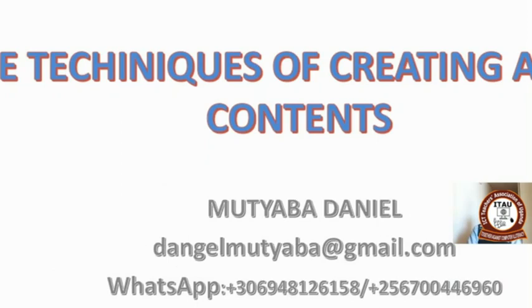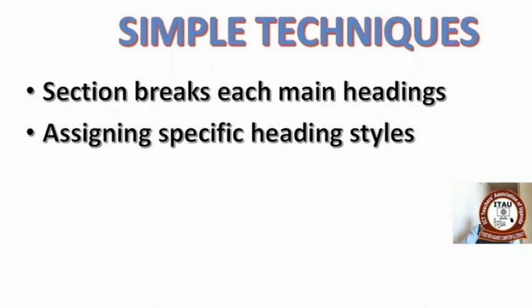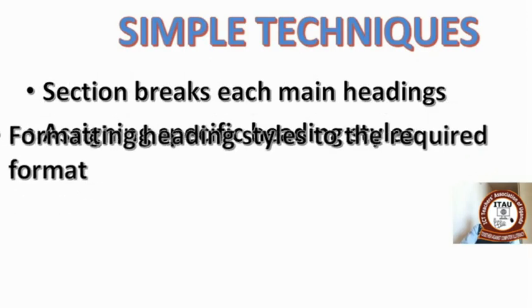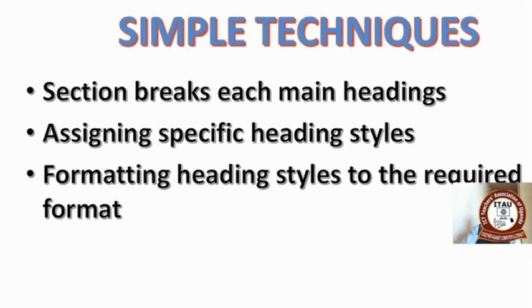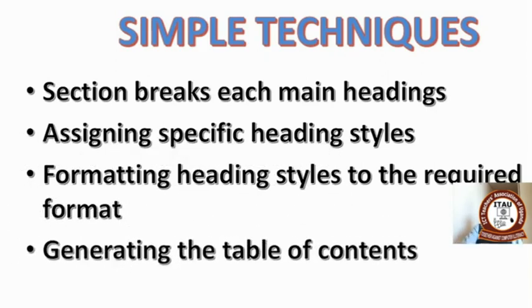Table of contents is examined at A level, that is Uganda Advanced Certificate of Education level, and also for personal consumption. For example, you have some research work. You can as well follow this procedure and it can help you come up with a wonderful table of contents. Simple techniques. One, you must learn assigning specific headings or heading styles. Then the other one is formatting the heading styles to the required format. And lastly, generating a table of contents.